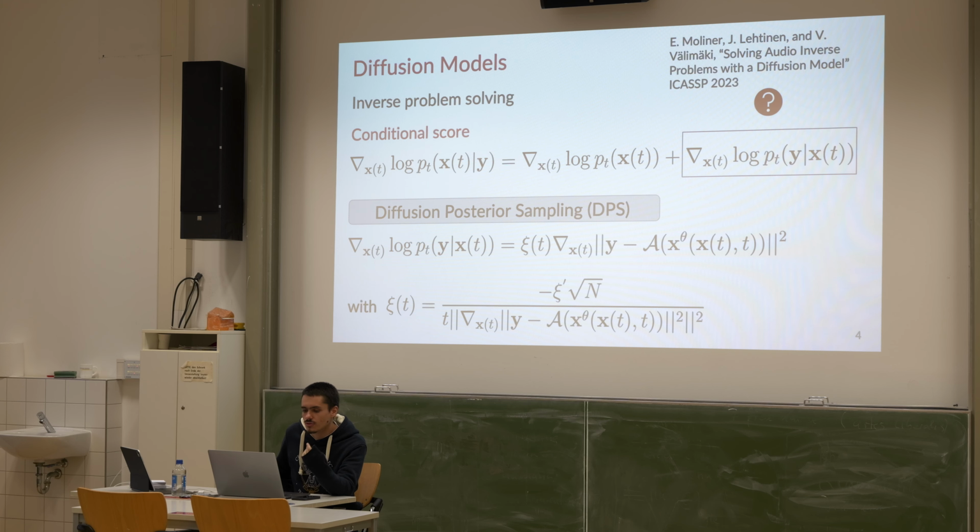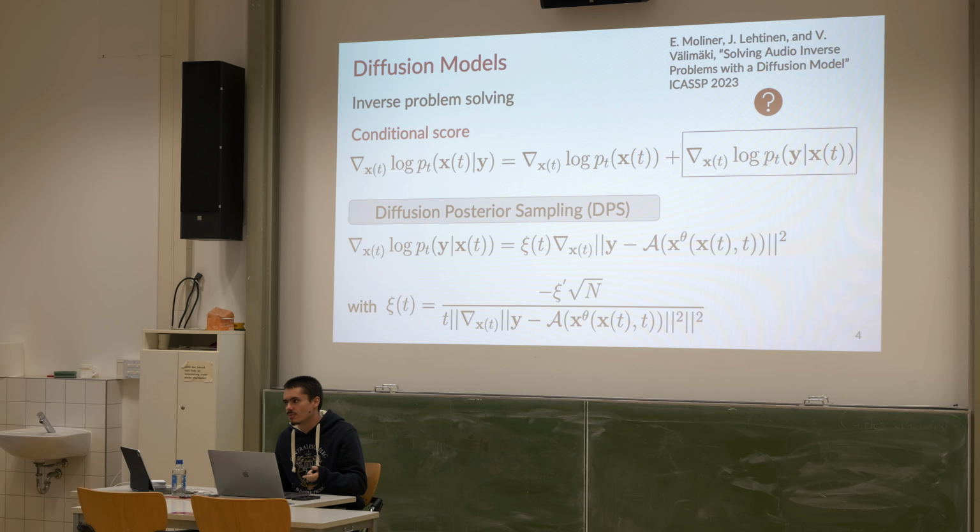So you will have your conditional score, which would be, instead of the gradient of the log of the probability density at time t, just the gradient of the log of the probability at time t given a degraded signal y. This can be rewritten using Bayes in terms of a prior and a likelihood term. And the problem, if you're doing zero-shot conditional sampling, is how do you estimate this likelihood term so that you have a good reconstruction and that you can achieve your objectives.